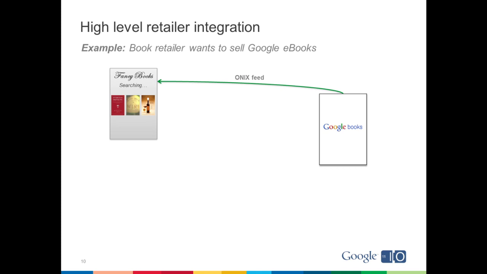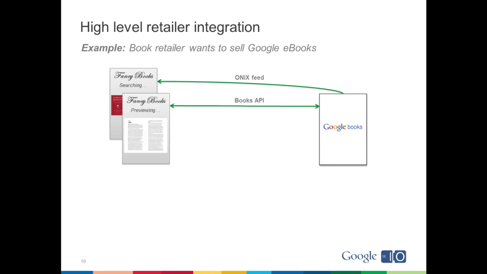So what happens is, if the user's looking for a book on wine, they can find print books, they can find ebooks, and they can find books that are available in both formats. And it's one unified search mechanism. The next thing that Fancy Books can do is enable a previewing mechanism.